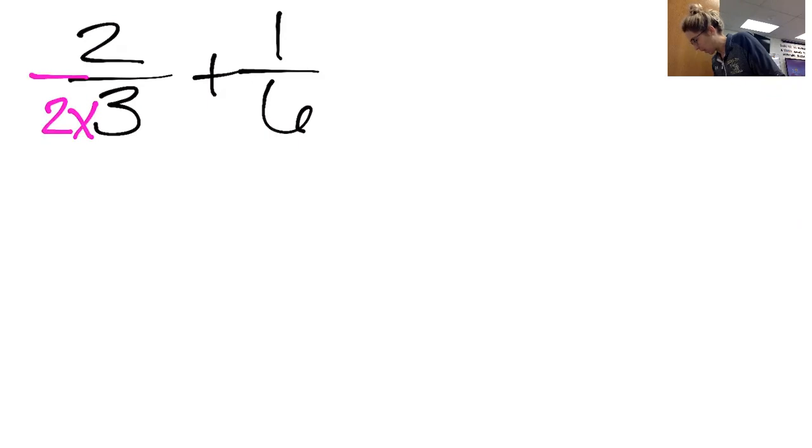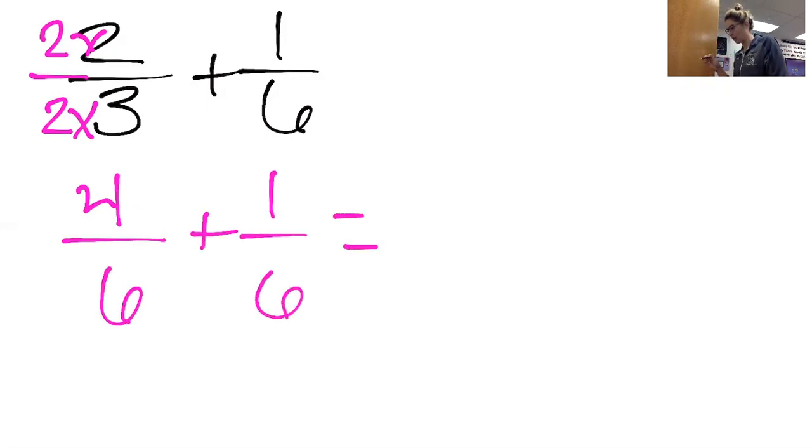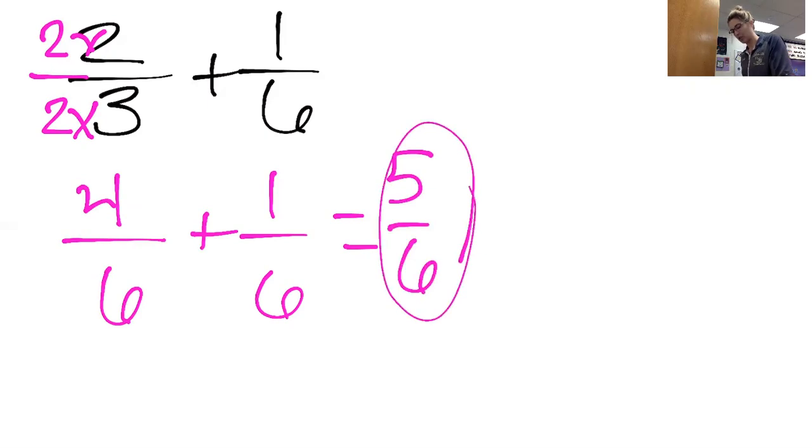So once you do the bottom, you have to do the top. So 2 times 2 is 4 over 2 times 3 is 6 plus 1/6. And now that I have common denominators, I can just add straight across. So 4 plus 1 is 5, and then my denominator stays the same. So my answer to 17 is 5/6.